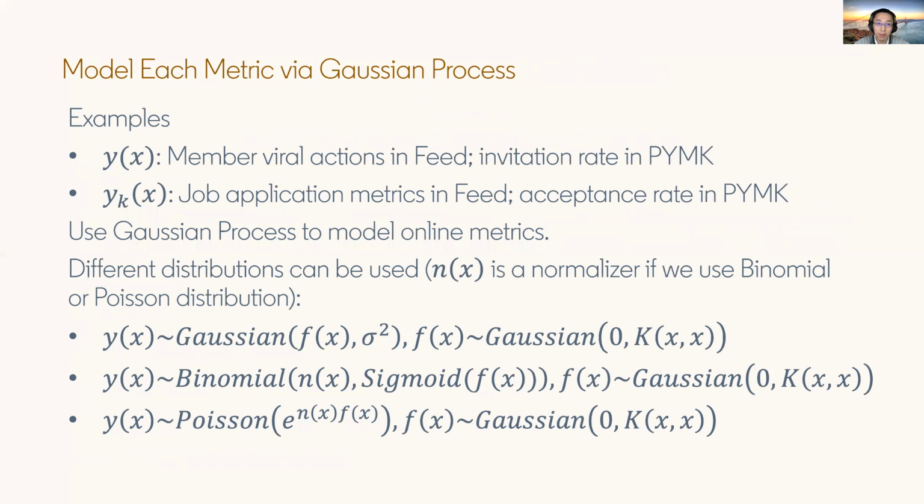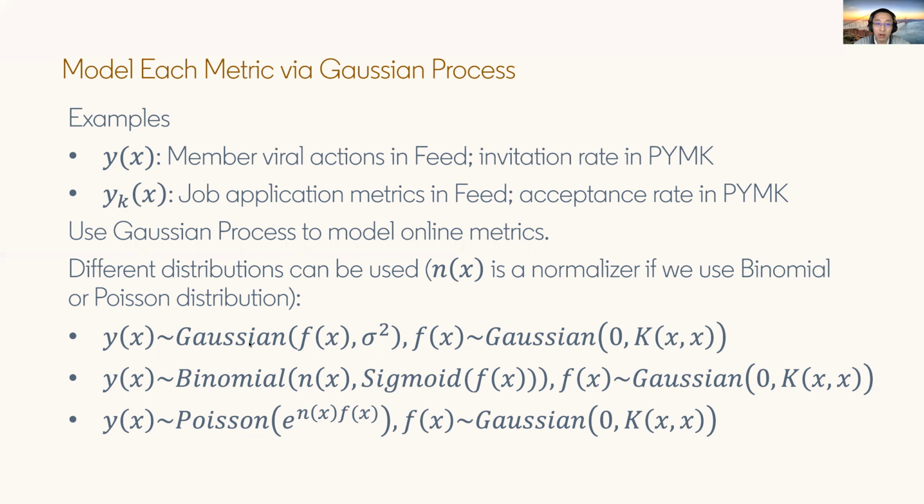Let's first talk about the first step. How do we estimate the metrics? I listed some examples of what Y1 can be to help you understand. Y of X can be the member viral actions in feed and the invitation rate in POMK. And Y_k of X can be the job application metrics in feed as well as the application acceptance rate in POMK. We can use a different distribution of Y of X given the different nature of the metrics.